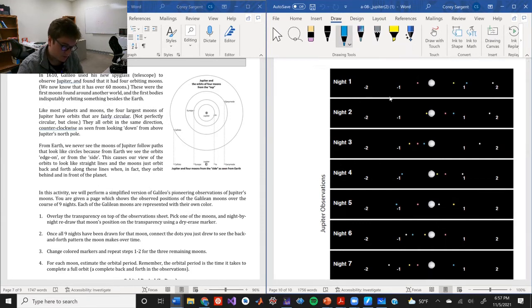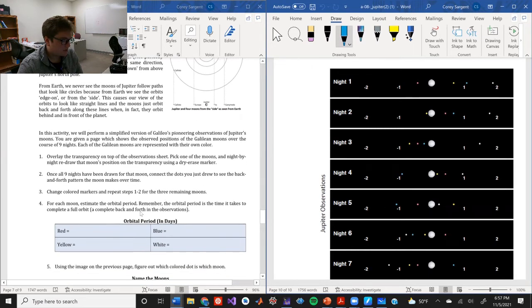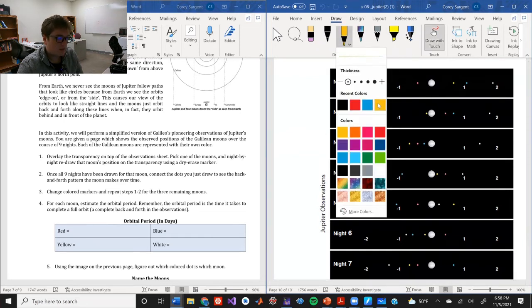A nice, pretty blue picture. And we want to do this for every moon. We want to make a dot for each one of these moons for each night, and then connect all the dots. So I'm actually going to do one of these for you. We're going to work on the yellow moon, so I'm going to change this to yellow.